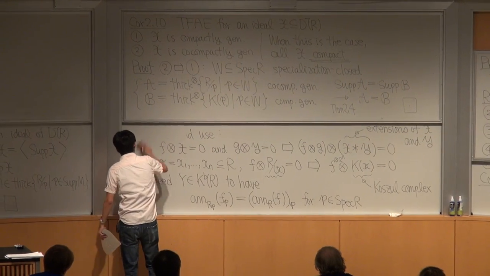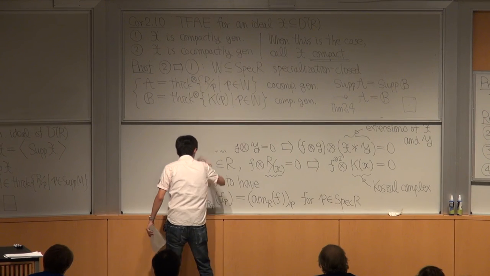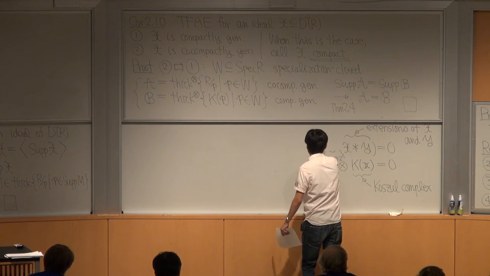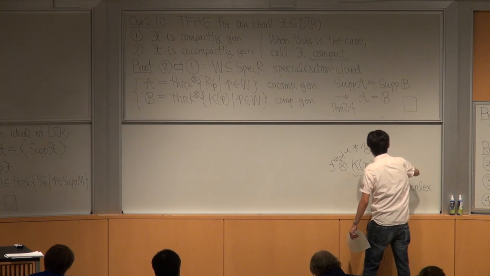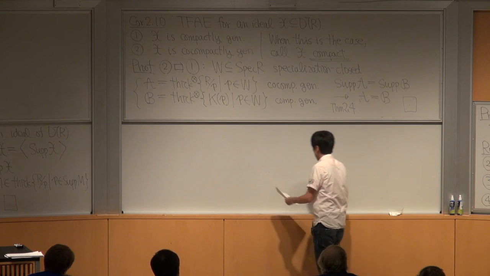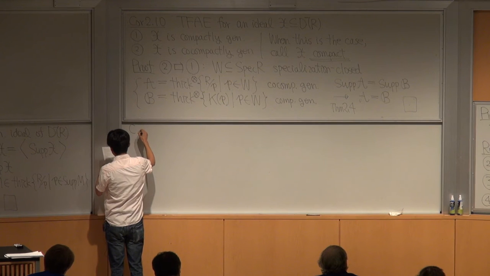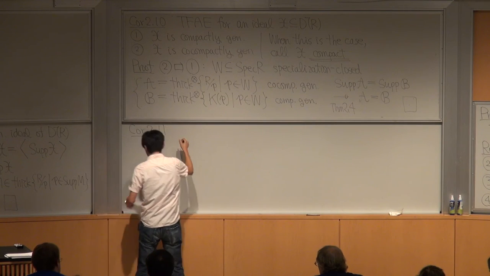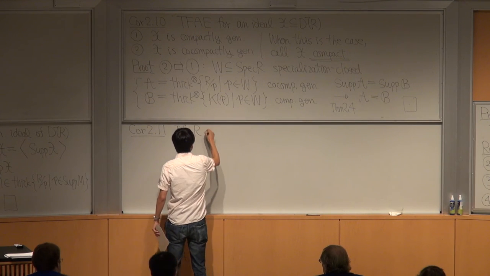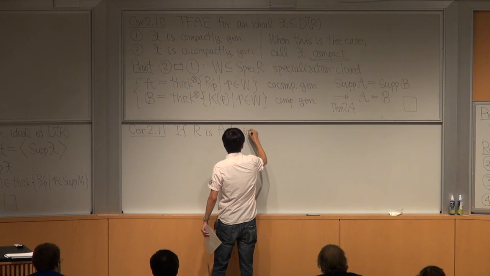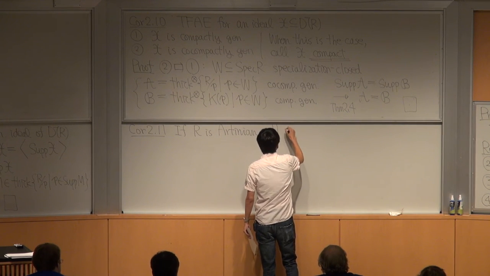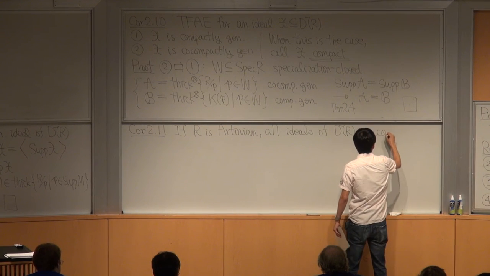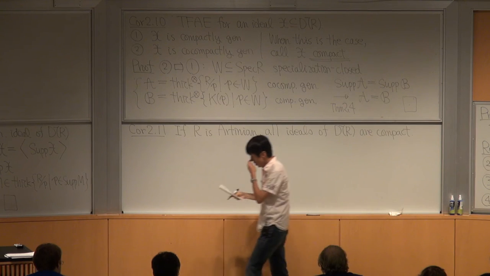Let me give one more corollary. Precisely speaking, this is a corollary of proposition 2.7. So now, let's assume that R is Artinian. Then we see that all ideals of D^-(R) are compact. So in the Artinian case, every ideal is compact.